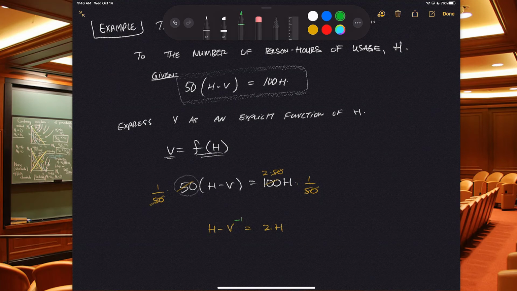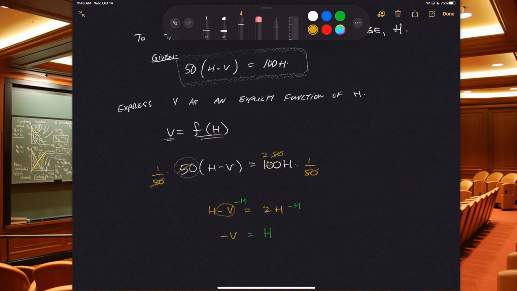Minus h from both sides. And we're left with, on the right, 2h minus h. I'm left with 1h. On the left, remember that you're bringing along the sign of the term. This is a negative v. Right? So negative v equals h.